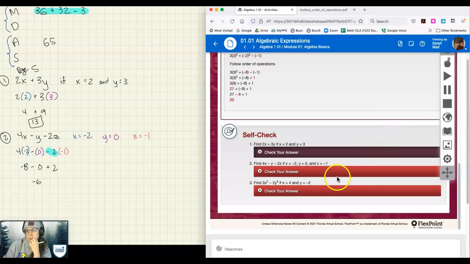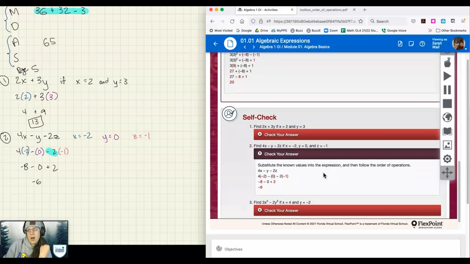Did I get it right? What? I got it right. I love it when the math works out.